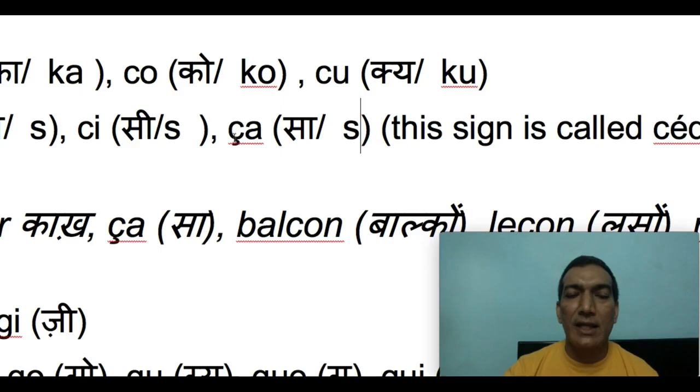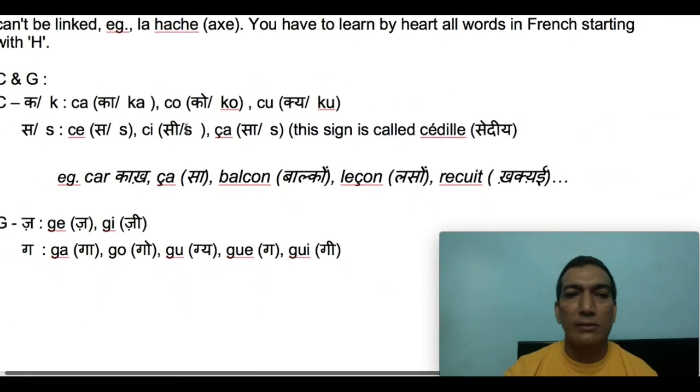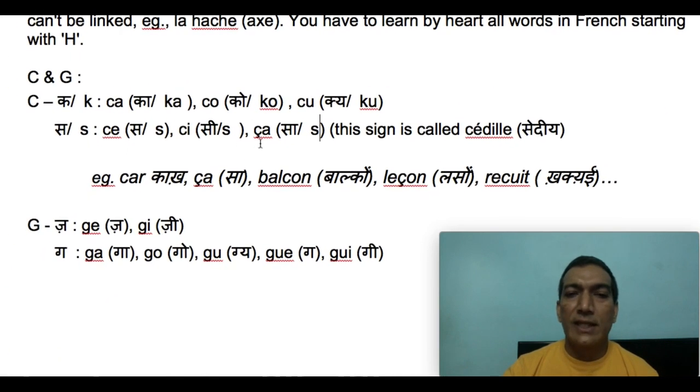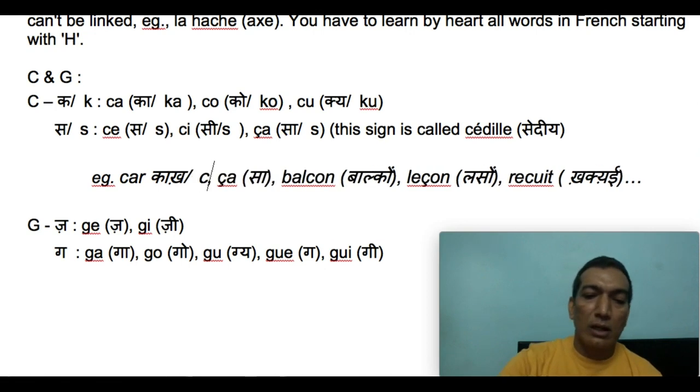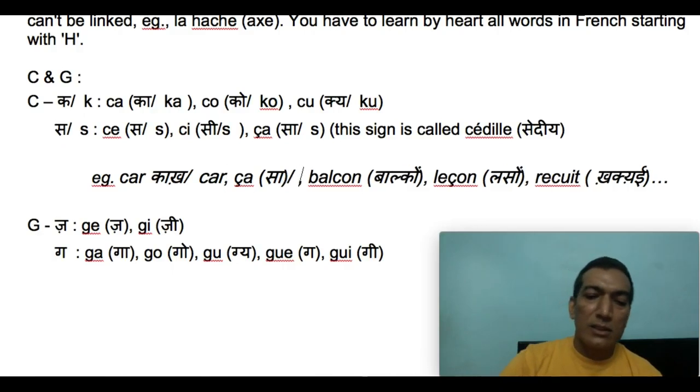So whenever C is written with a cédille, it is always pronounced as s and not k, as we have seen just before. So ça is pronounced as sa and not ka. Some examples: car, I will also write it, car, ça.